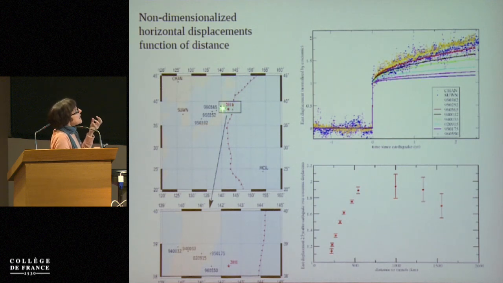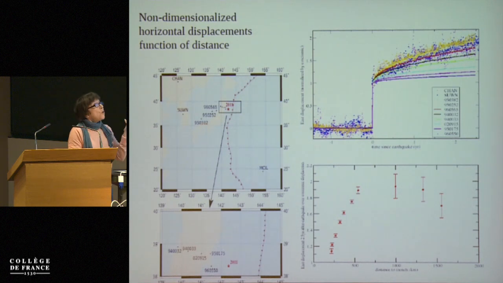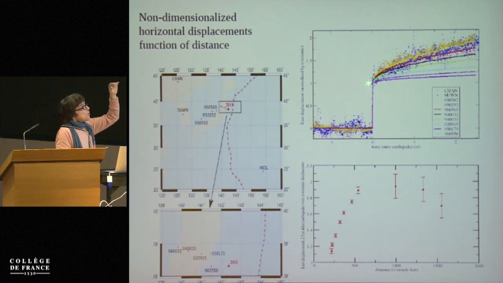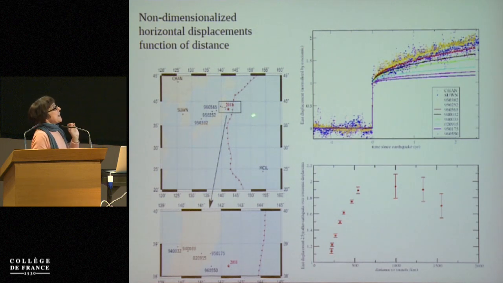So one can take points further and further away from the trench and plot the raw data. What you see here is almost raw data, just raw data. Just one thing: they have all been non-dimensionalized by the co-seismic. Why did I do that?